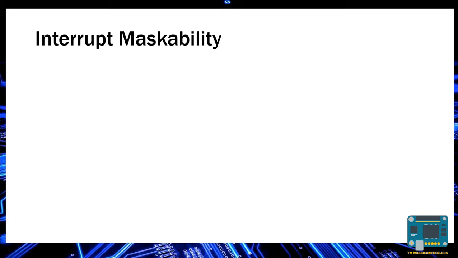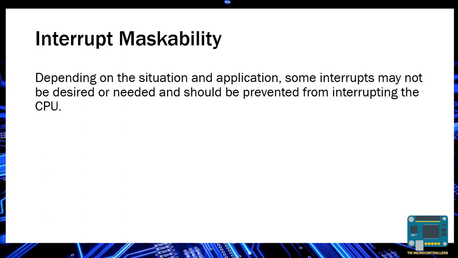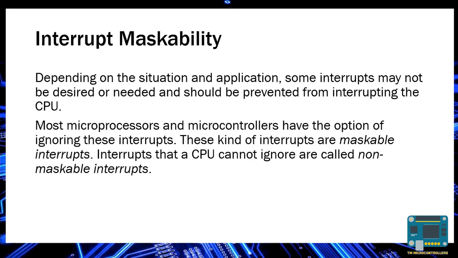Now we have what we call interrupt maskability. This is a way of masking or unmasking interrupts, or another way of saying this is one way of disabling or enabling interrupts. Most microprocessors and microcontrollers have the option of ignoring interrupts. If interrupts can be ignored, these are called maskable interrupts. If the interrupt is so important that the CPU cannot ignore it, it's called a non-maskable interrupt.